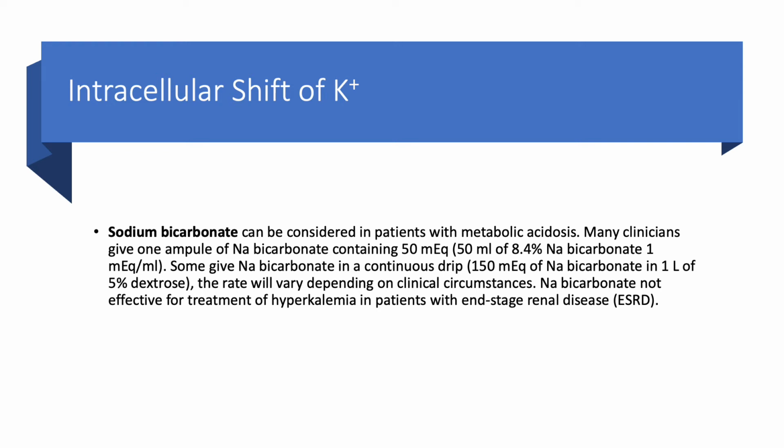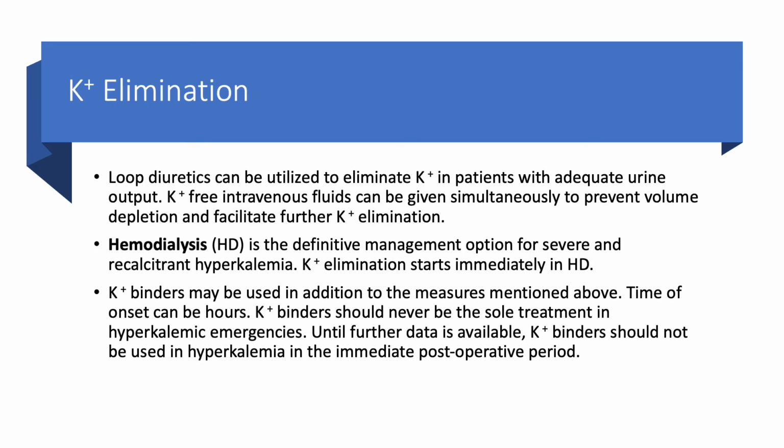Now, the last thing we need to do is to eliminate the potassium. Okay, so we stabilized the myocardium, we shifted the potassium into the cells, now we need to eliminate it. How do we get rid of potassium? Well, we have 3 possibilities, either through the urine, meaning diuretics, or through the stool, meaning a binder, or via dialysis. Loop diuretics can be utilized to eliminate potassium if you have urine output.